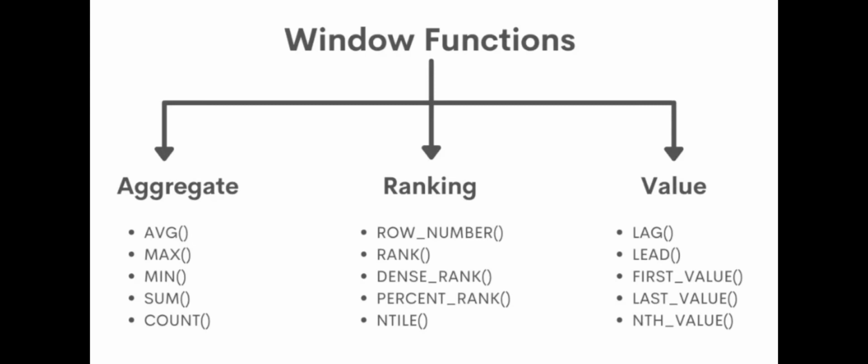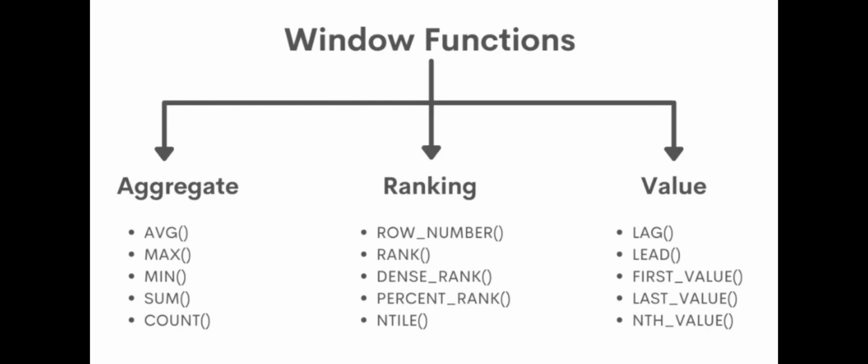Next one is value functions. Based upon this, we are going to fetch information, like if you want to fetch the first record, the last record, the nth record, the previous record, or the next record, we are going to use these value functions, that is lag, lead, first value, last value and nth value.